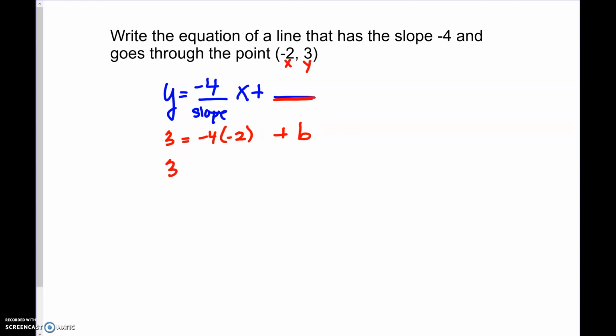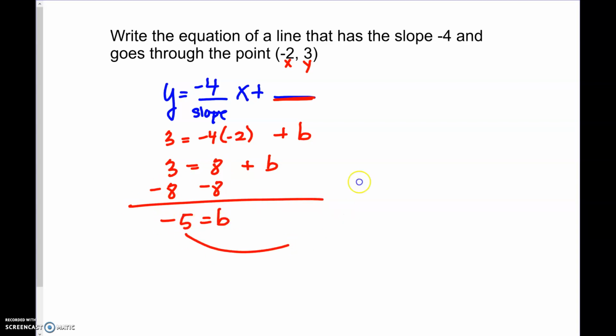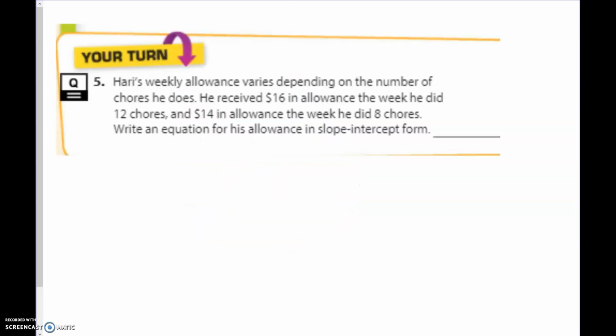Now go ahead and multiply this out. Negative 4 times negative 2 is 8. Now we always do the opposite operation, and because that's a positive 8, I'm going to subtract 8 from both sides. And I get negative 5 equals b. Make sure you go put that negative 5 back up in your equation. All right, last problem that needs to be in your notes. So this is the last one that needs to be in your notes.